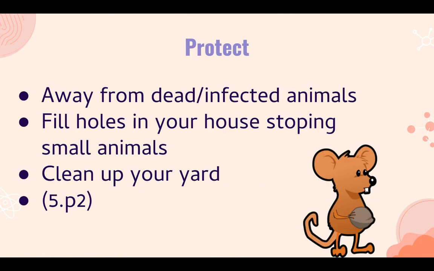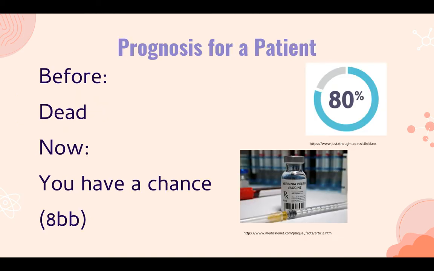So how to protect yourself? You should stay away from dead or infected animals because they can pass you the disease. You should also fill up holes in your house to prevent small animals from getting in, that being rats, mice, squirrels, or anything. You should also clean your yard so that you don't attract any animals and therefore increase the chances of getting infected. Let's continue.